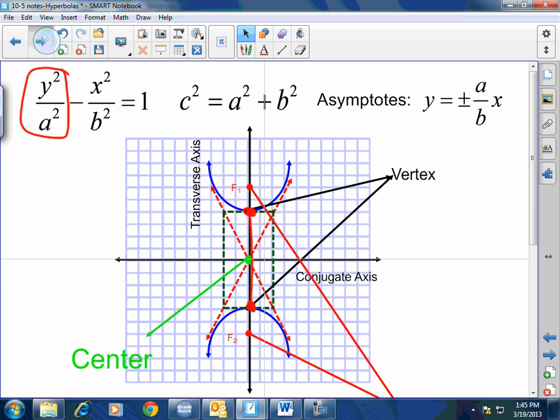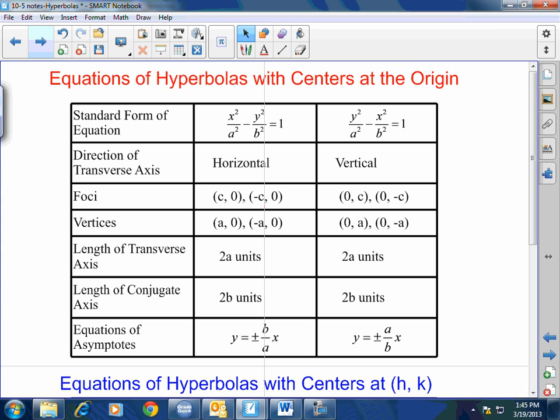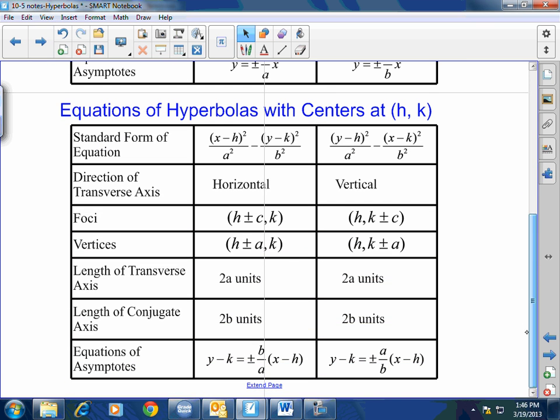Okay. We talked about formulas. We didn't really talk too much about when the center is 0, 0, but the formulas are right there. You can learn them and memorize them. What we talked more about was when the center is h, k. Again, this is a matter of memorization.